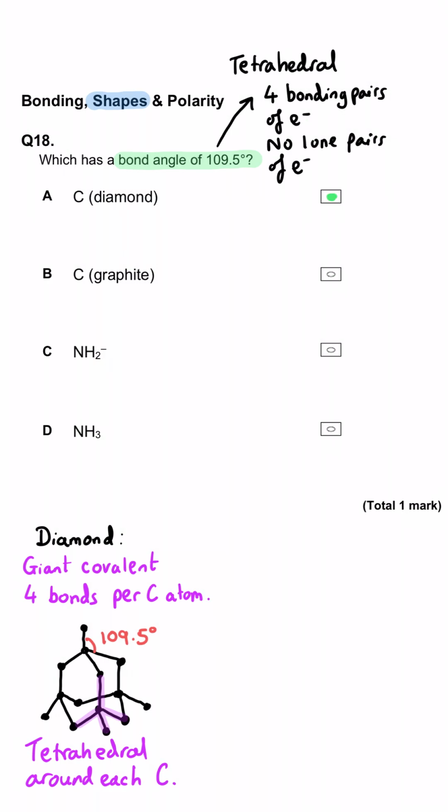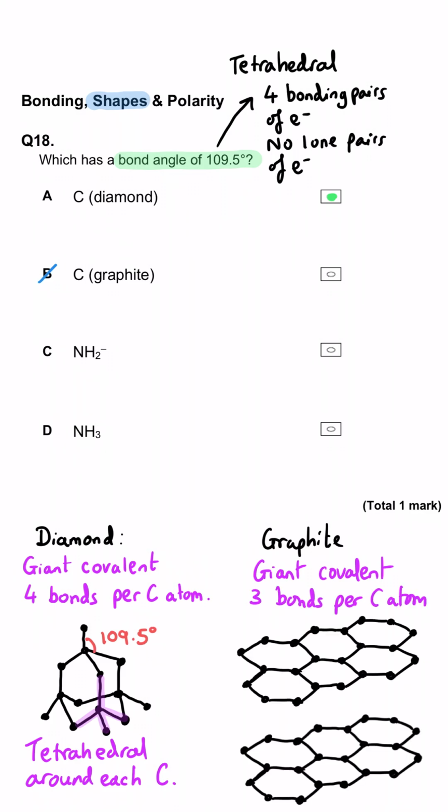If we look at the others to see why they're wrong, in graphite, each carbon atom has 3 covalent bonds. These 3 bonding pairs of electrons will be able to get 120 degrees apart from each other. So this will be a flat arrangement of carbon atoms with a bond angle of 120.